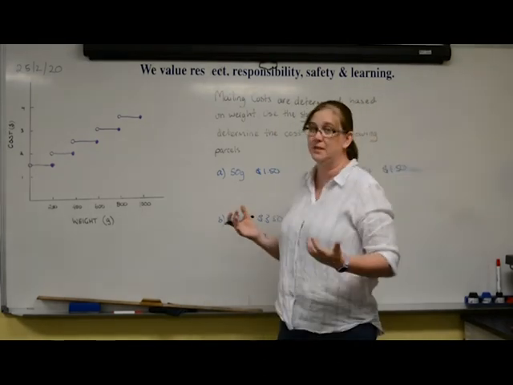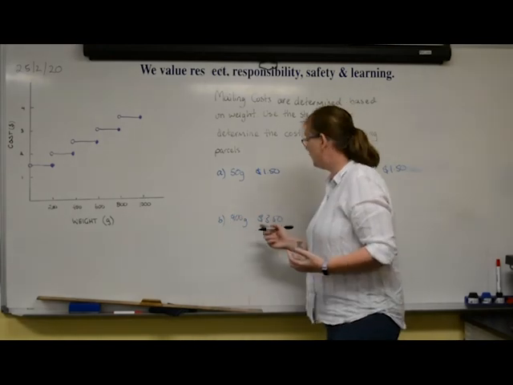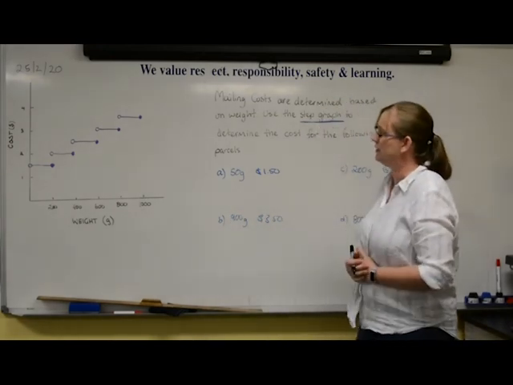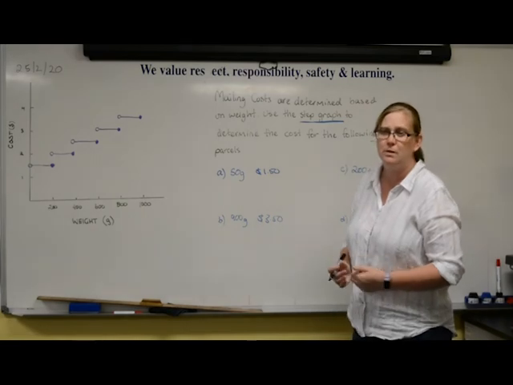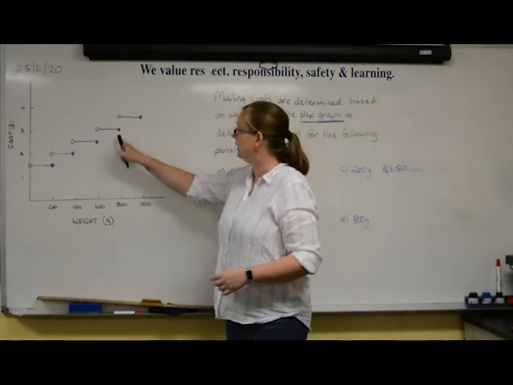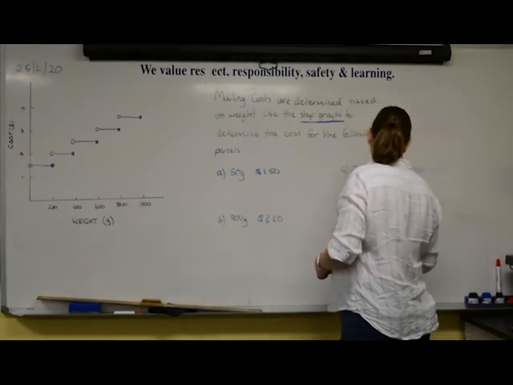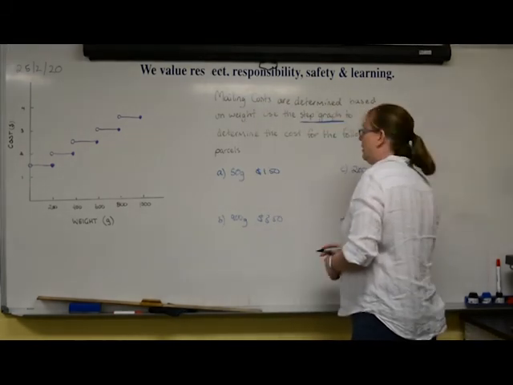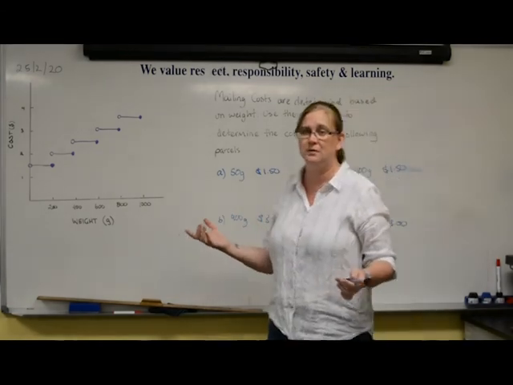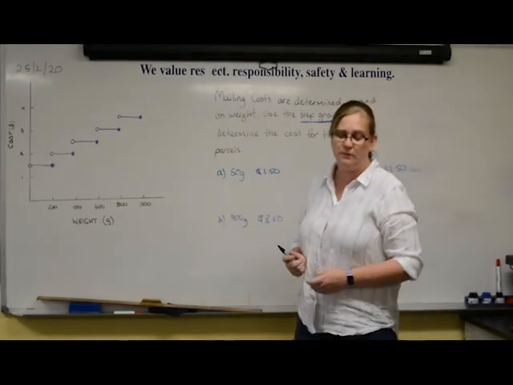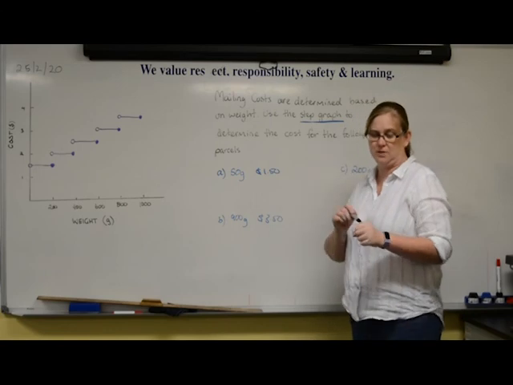Okay? Does that make sense? So if it was 800 grams, like the last one, what's it going to be? $3. $3, right? So it comes up here, the closed circle is at $3. Does that make sense? And that's one of your questions in the exercise done.